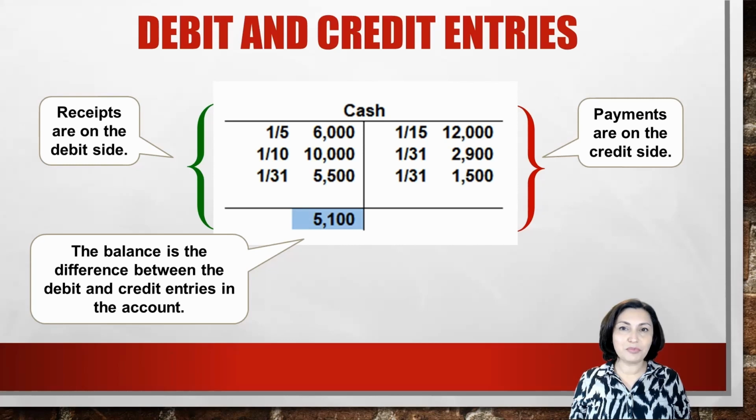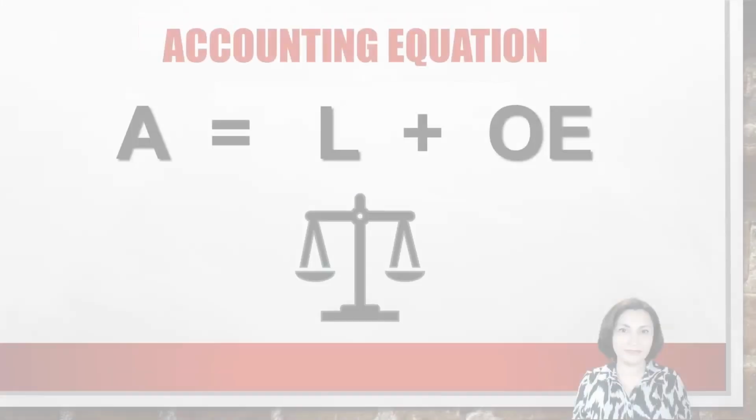If increases are placed on the left side of the account, all payments or decreases should be placed on the right or credit side of the account according to the basic accounting rules for assets. The balance in any account is the difference between total debits and credits. The balance is placed on the side with the greater dollar amount.